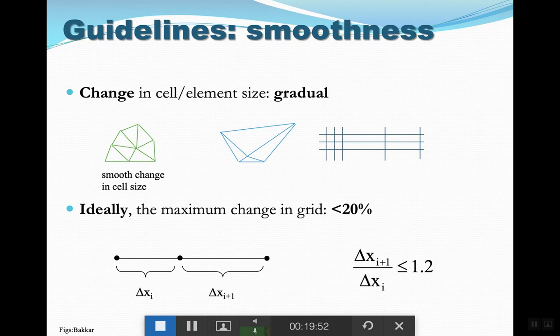Can it be applied to all the cells? Well, if you can, that's the ideal situation, but practically, no, you can't. You can only apply those rules to 80%, 90%, or 70% of the cells, and that's good enough.